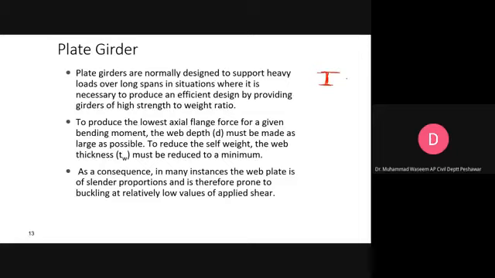So what you do in plate girders is that the web has a greater depth, but the thickness is less. As a consequence, in many instances, the web plate is slender. When you increase the depth and decrease the thickness, this makes webs slender. Please note that this is important.